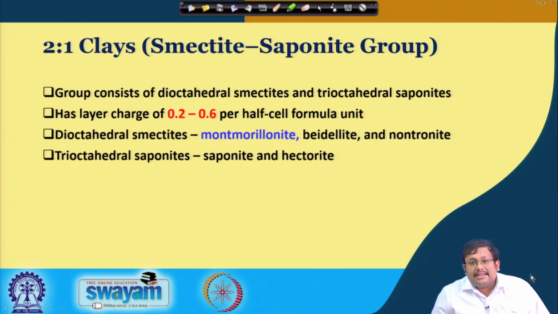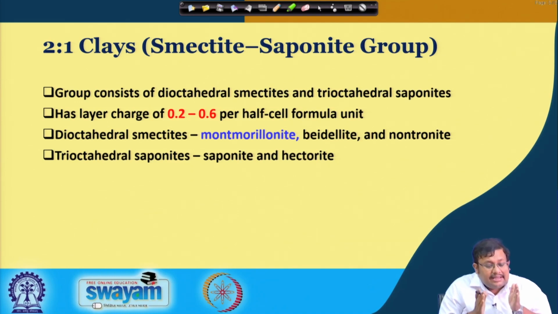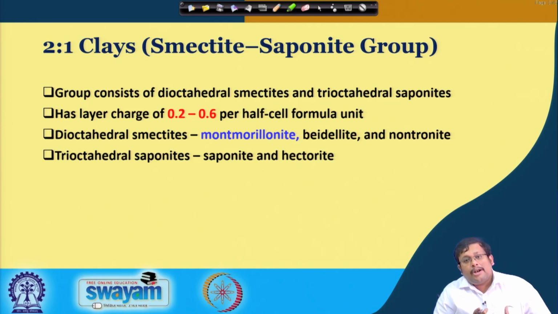So, let us move ahead and see what are the other important 2:1 type of minerals. Let us discuss the serpentine, smectite serpentine group. This is one of the very important groups, and this group consists of dioctahedral smectite and trioctahedral saponite, and it has a layer charge of 0.2 to 0.6 per half cell formula unit.